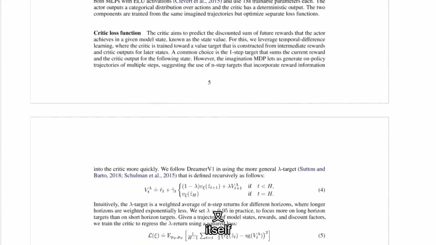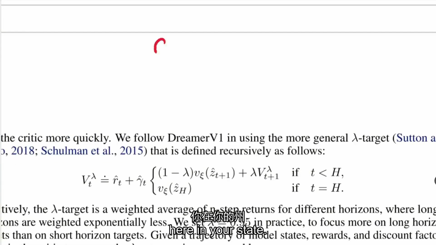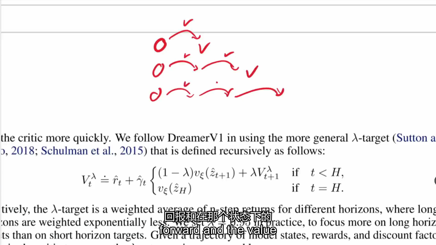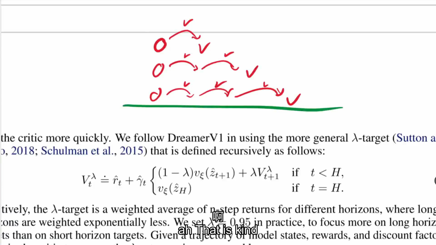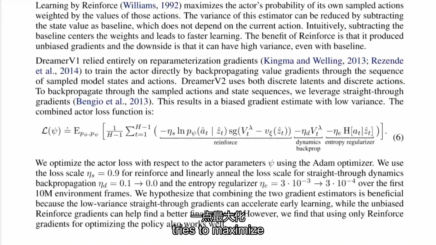Then the reinforcement learning itself, again, has a bunch of hyperparameters. So it is doing TD lambda learning, and you can look that up. TD lambda learning basically means you're here in your state, and you're going to predict the reward going to the next state, and you're going to predict the value at that state. And then you're also going to predict from the same state the reward 2 steps forward and the value at that state. And you're also going to predict the reward 3 steps forward and the value at that state. And at the end, you're going to sum all of that up into one number that is kind of an aggregate of all of this, and that's going to be your prediction. That's what you regress on in your value predictor. And the actor tries to maximize that.